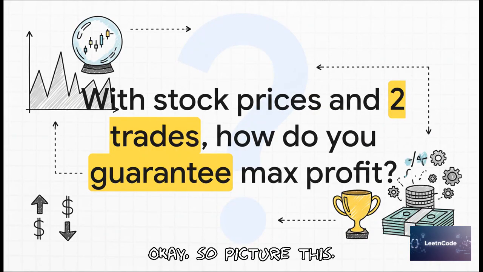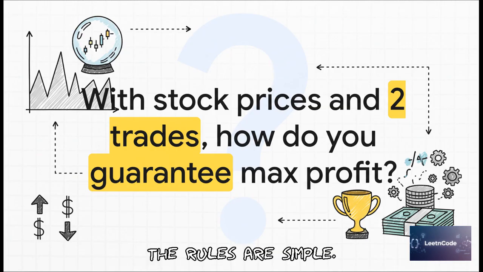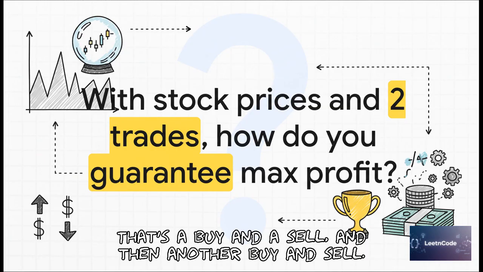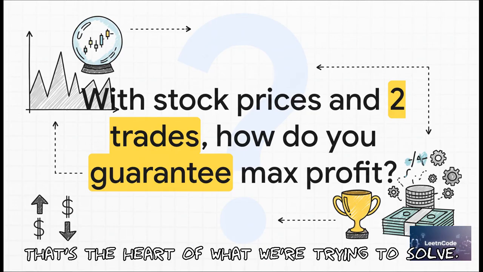Okay, so picture this. Imagine you've got a crystal ball, and it shows you a stock's prices for the next few days. The rules are simple. You're allowed to make exactly 2 trades. That's a buy and a sell, and then another buy and sell. The question is, how do you play your cards to walk away with the absolute most money possible? That's the heart of what we're trying to solve.